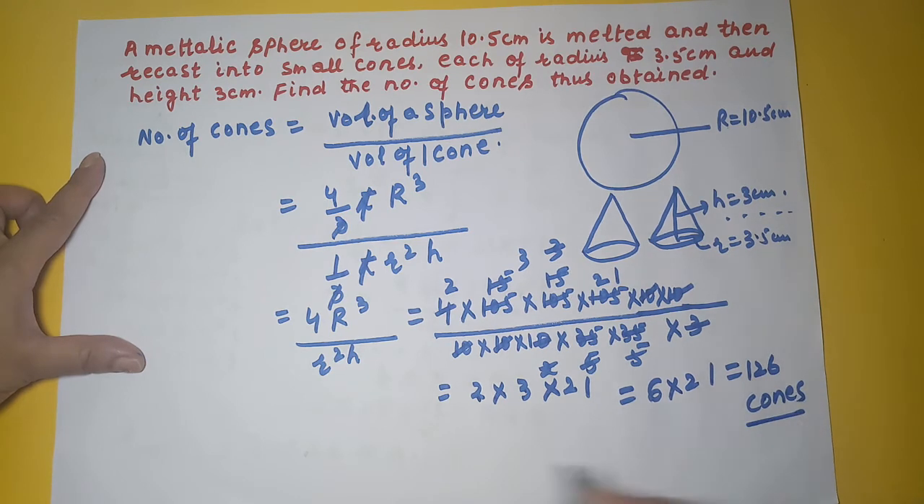So how many cones can be made by melting this sphere? 126 cones.